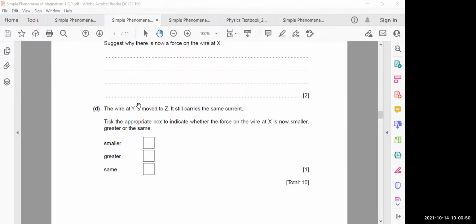Okay, C part is done. In D part, the wire at Y is moved to another position Z. It still carries the same current. Tick the appropriate box to indicate whether the force on the wire at X is now smaller, greater, or the same.